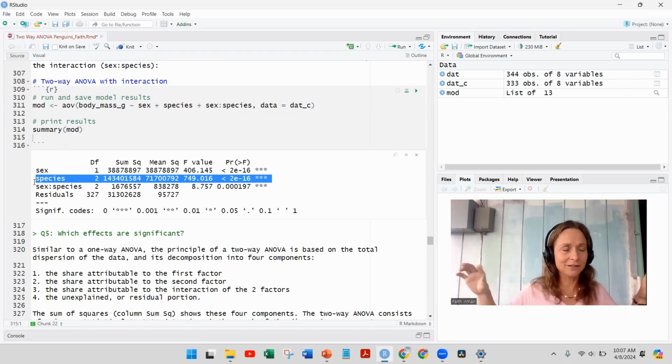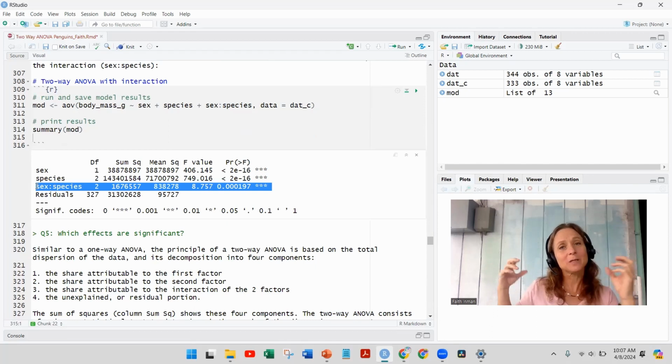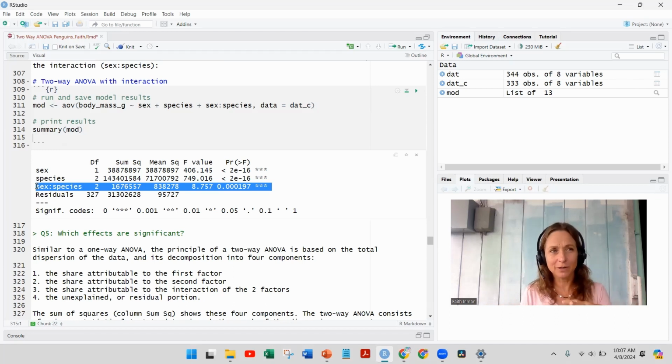Okay, so we know the sexes are different. We know one of the species is different. And this third line, what this tells us is that there's an interaction. So it's basically saying that the differences between males and females depend on what species, and or the differences between the species depend on what sex. You'll see this again later on with the graph.